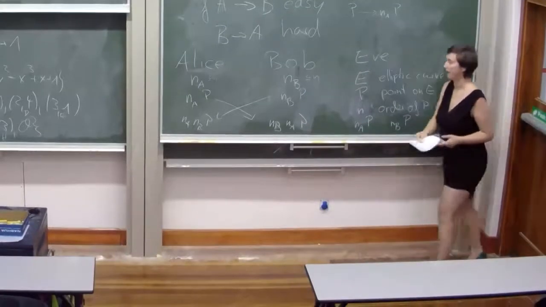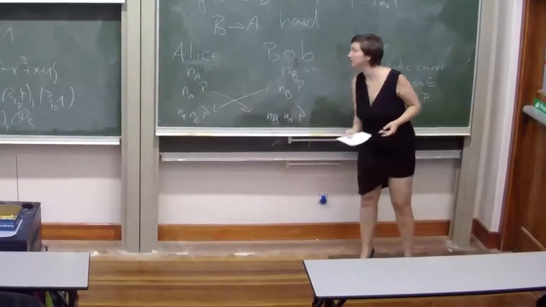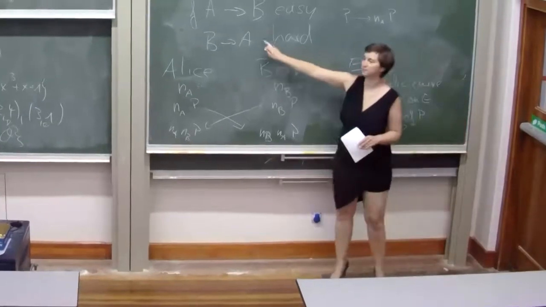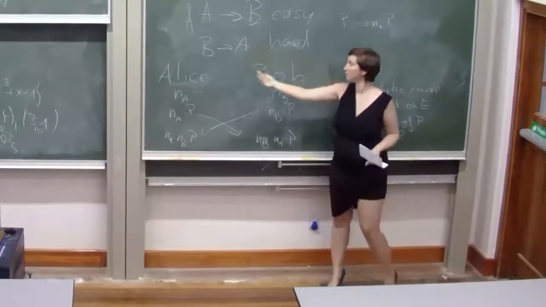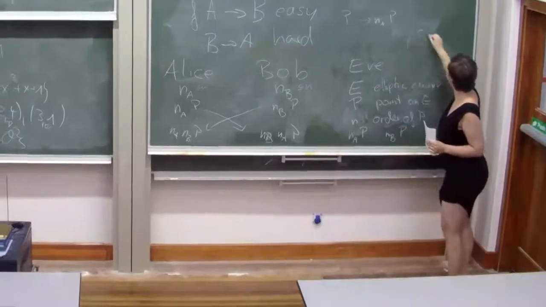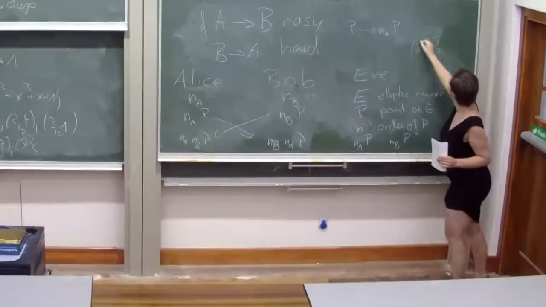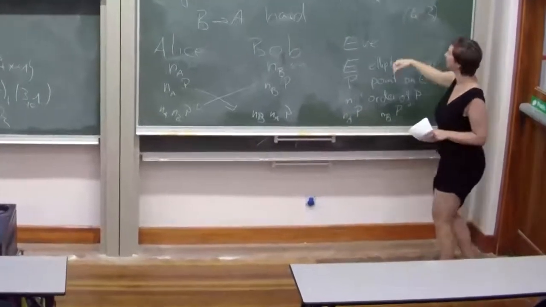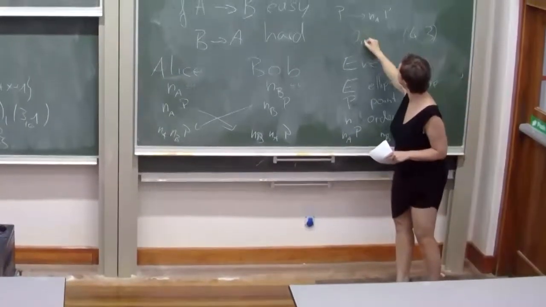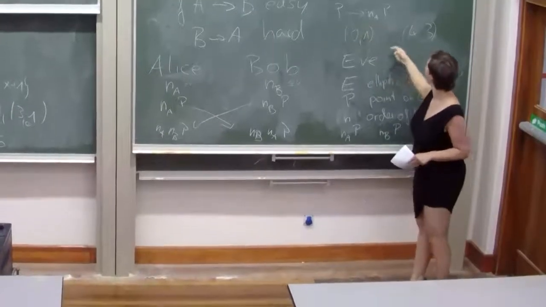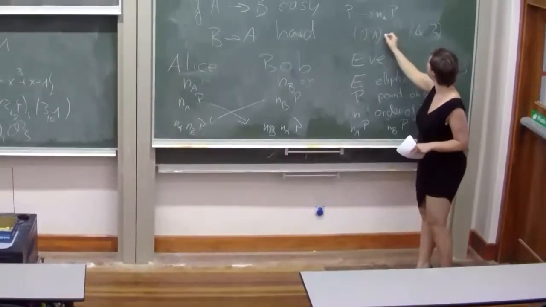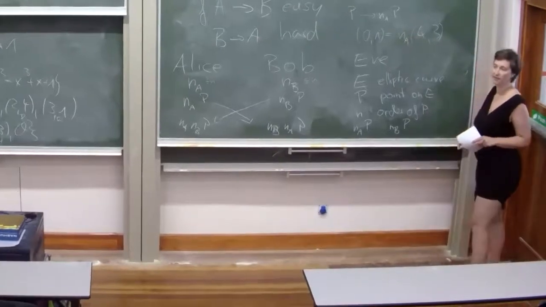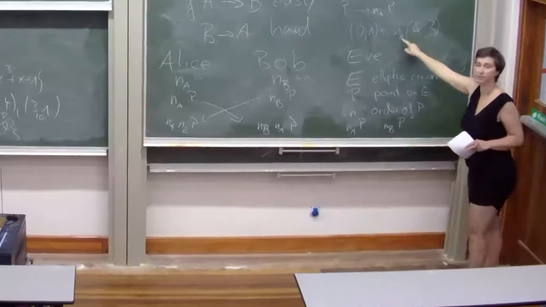So Eve cannot find out what these points are. Can't you just divide by P? No, that's the point of this being hard. So you have a point, say it's 4,3 on this elliptic curve, and you know that the point in the beginning was 0,1, and you know that this is just NA times this point. And so it's very hard to compute what NA is.